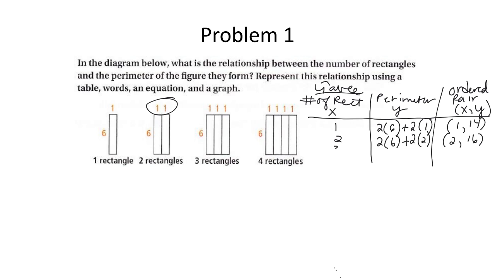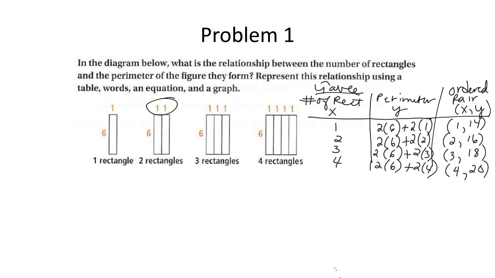And we have 3 rectangles. We have 2 times the length, which is 2 times 6, plus 2 times the width. And the width this time is 3. So we have 3, 18. And then our last picture, we have 4 rectangles. Our length still is 6, plus 2 times the width, 2 times 4. So this is going to be 4, 20.